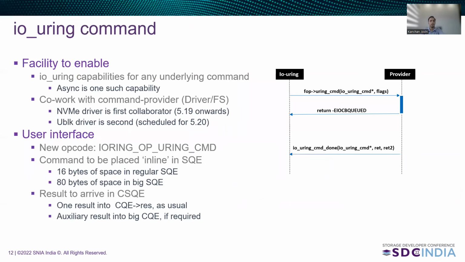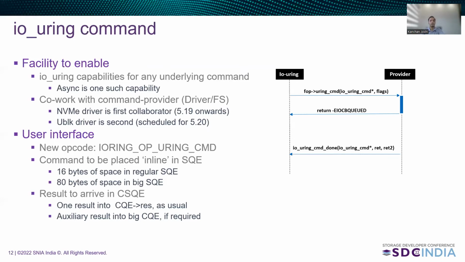Now we talk about io_uring command, which is a facility to enable io_uring capability for any underlying command. And async happens to be one such capability. The command provider could be one of the kernel components, like a driver or a file system. And this command provider collaborates with io_uring to make it happen. The NVMe driver is the first such collaborator, while the ublk driver is the second one, which is scheduled for the 5.20 kernel.